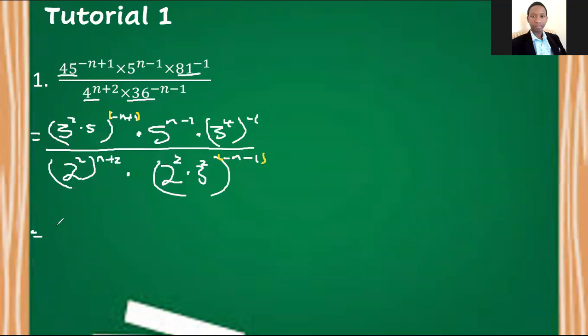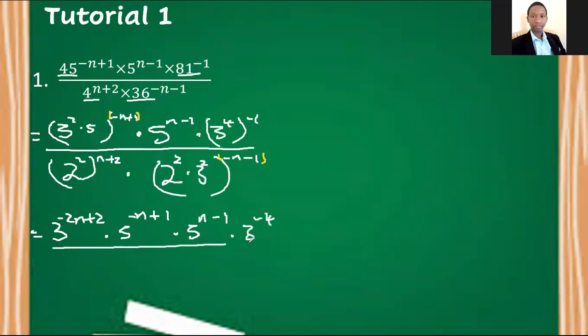So you'll see then I'm going to have 3 to the exponent of negative 2n plus 2 times 5 to the exponent of negative n plus 1 times 5 to the exponent of n minus 1 times 3 to the exponent of negative 4, just multiplying out the exponents, 2 to the exponent of 2n plus a 4, not a 2, be careful, times 2 to the exponent of negative n minus 1.